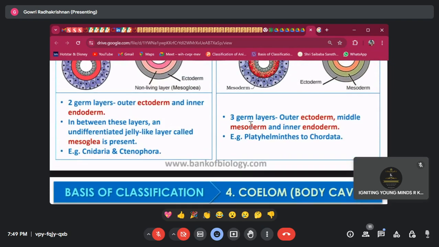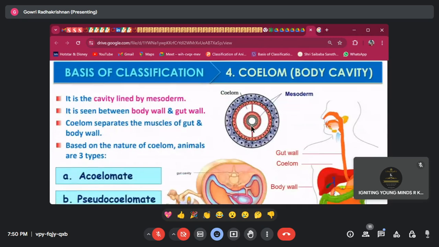Now, in two germinal layers, the outer is ectoderm and the inner is endoderm. In between these two layers, an undifferentiated jelly-like layer called mesoglea is present. That is present in Cnidaria and Ctenophora. And the three germinal layers are present in Platyhelminthes to Chordata, all the phyla.